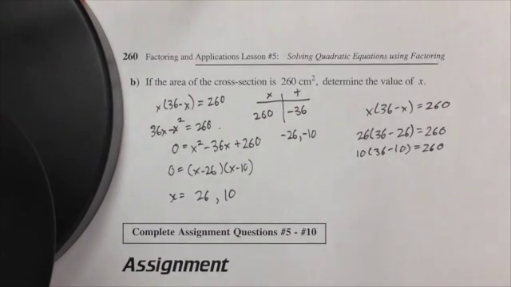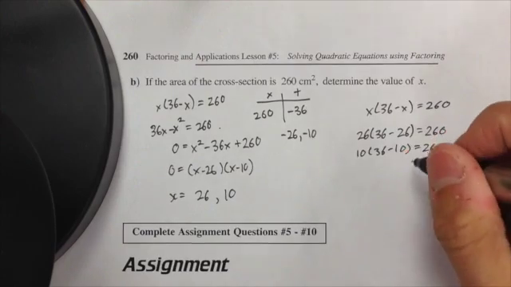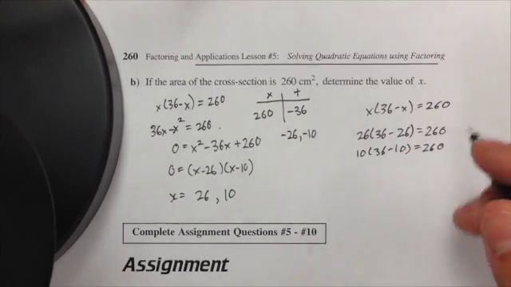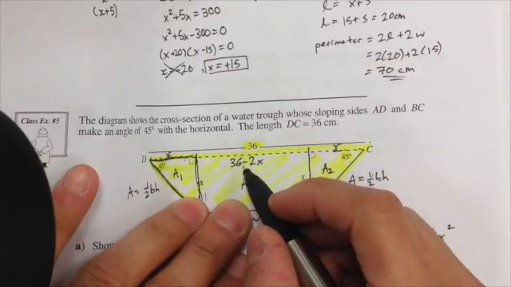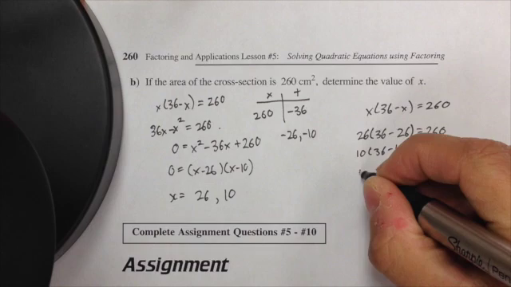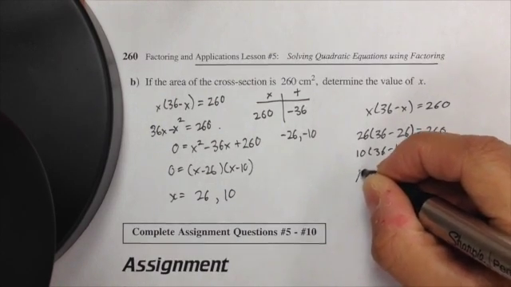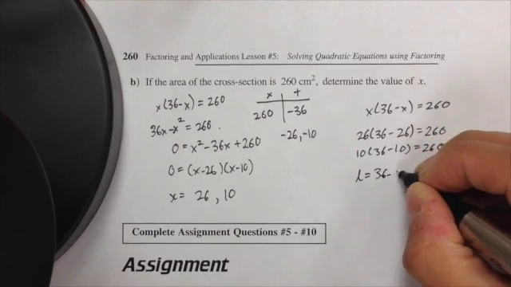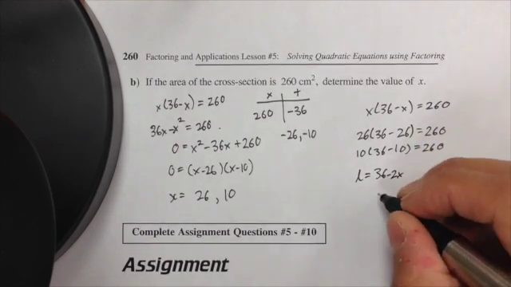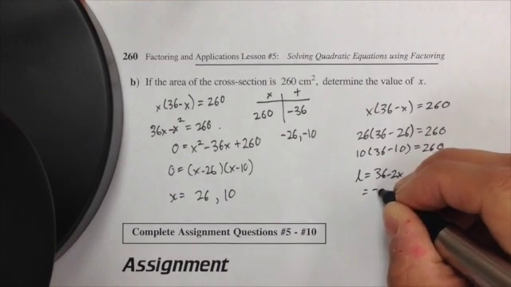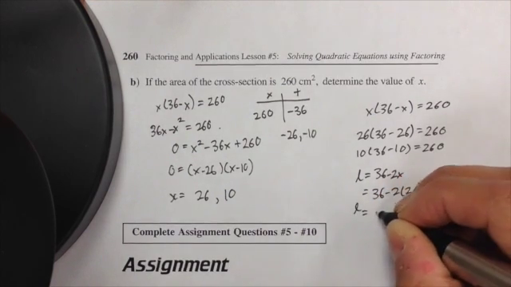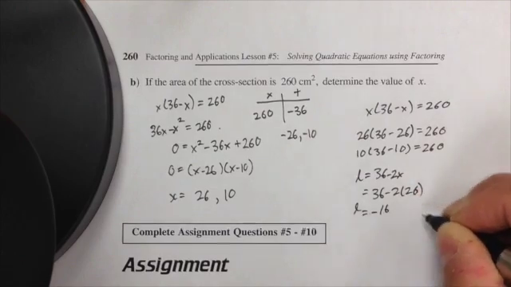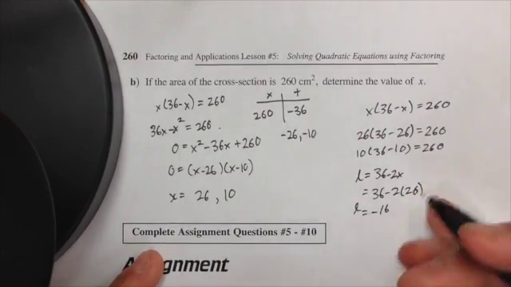But only one of these answers is going to be possible. So if x is equal to 26, let's think about the length of the rectangular area, because remember, our rectangle was 36 minus 2 times x. That's our length of our rectangle. If that was 36 minus 2x from our previous diagram, then if x is equal to 26, 36 minus 2 times 26, we're going to get an answer of our length equal to negative 16, which we can't have, remember, we can't have a negative length.